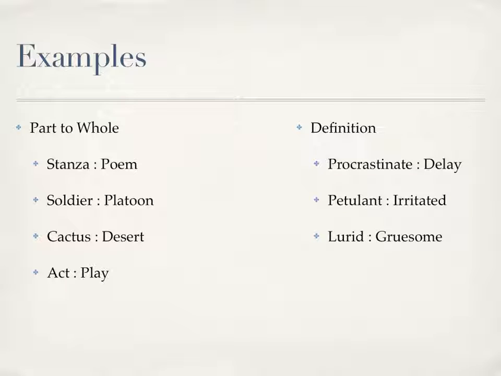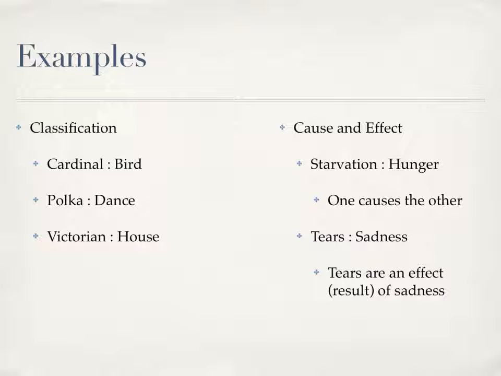Part to whole. Stanza is to poem. Soldier is to platoon. Cactus is to desert. Act is to play. Remember, some analogies can be reversed. So if I were to ask whole to part, we would simply reverse the examples. A poem is the whole, whereas the part is the stanza, and so on. There are definitions. Procrastinate is to delay. Petulant is to irritated. Lurid is to gruesome.